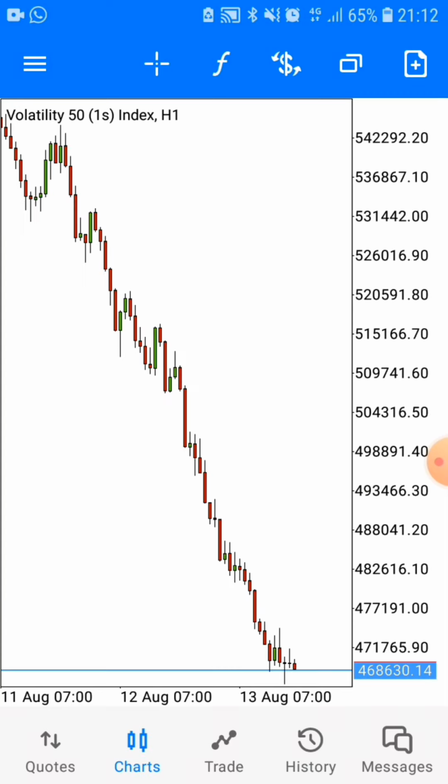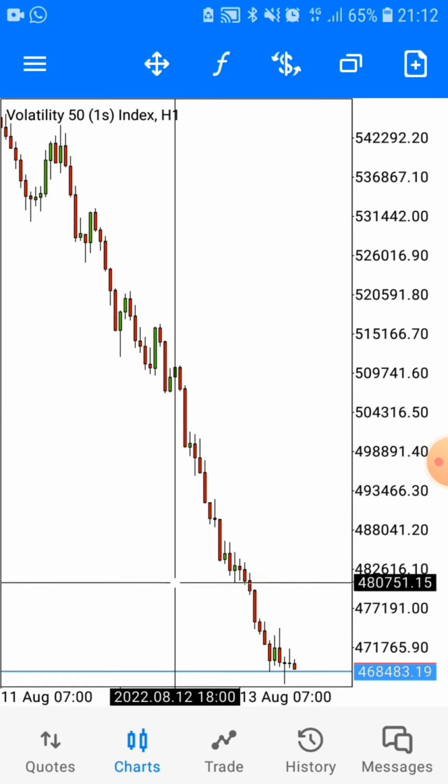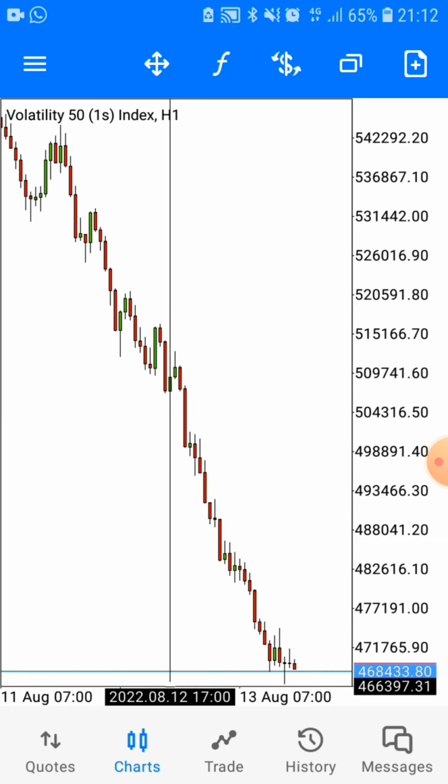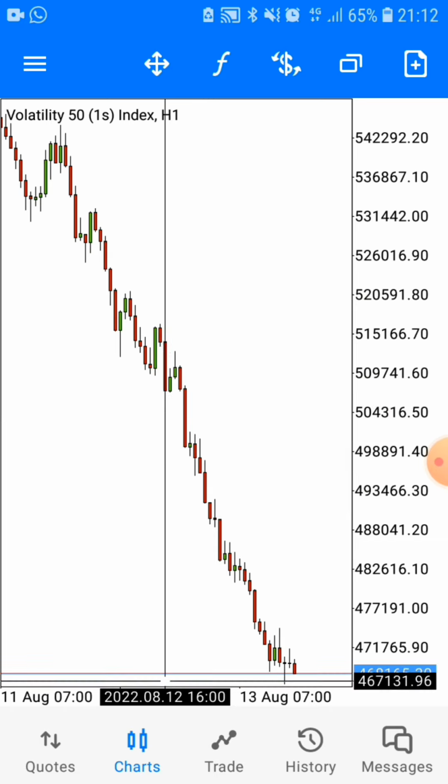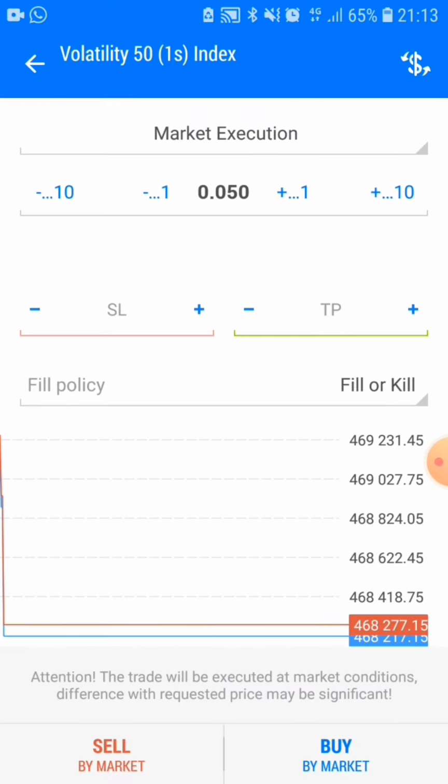So what's next is we are going to determine our stop loss level, which will be slightly below this weak rejection right here. And we enter our trade and sit back patiently and wait for the market to do its thing.